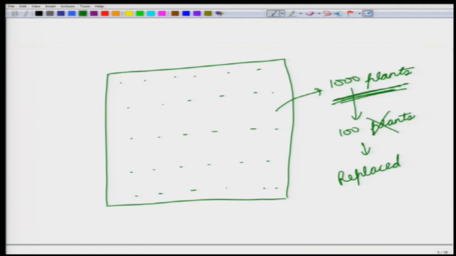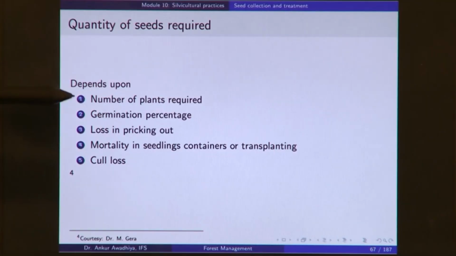So, the number of plants that are required is equal to the number of plants that you will be planting plus casualty replacement, and we typically take a figure of 10 to 15% of plants that will be replaced in the same planting season.